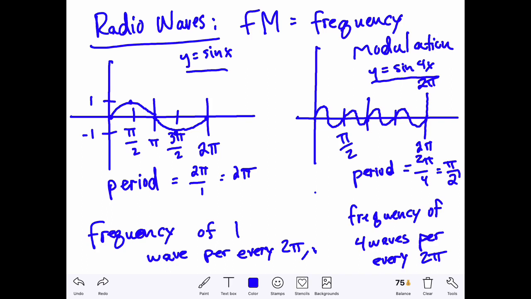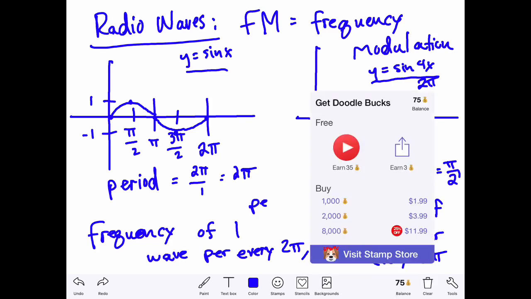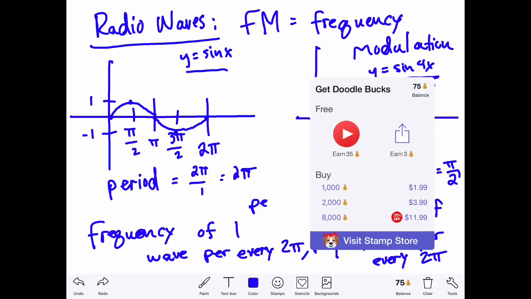So when the period went down, what happened to the frequency? It went up. They have an inverse relationship. So remember, our frequency equals 1 over our period.